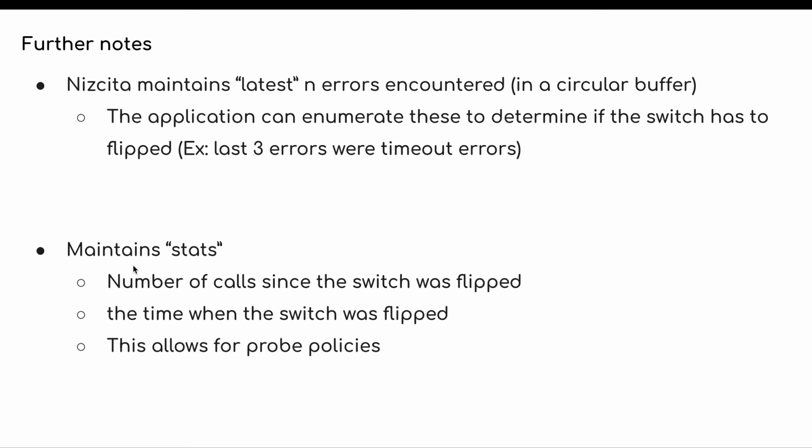Nisita also maintains certain stats. It maintains the number of calls since the switch was flipped, and the time when the switch was flipped. Both these stats allow the application to define its probe policies. For example, if you want to say that after 3 calls to the secondary, we want to check if the primary has failed, this stat will allow you to determine that.